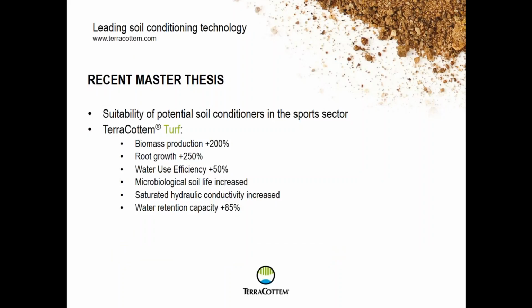Some figures. Biomass production was increased by over 200%. So he gathered the clippings coming from the grass, he weighed them, and he has seen that biomass production was doubled. Root growth 250% higher. Water use efficiency 50% higher. Also important, microbiological soil life was increased, so healthier soil. Saturated hydraulic conductivity, that was the first graph I showed you, also increased. Water retention increased by 85%.